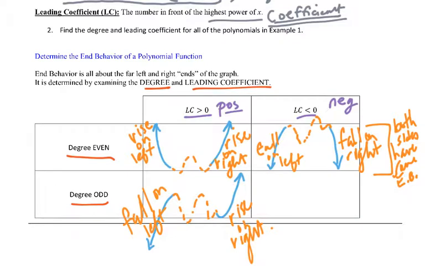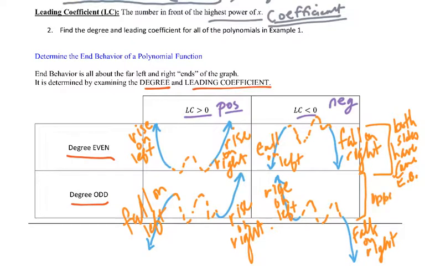Okay. If I have a negative leading coefficient, it does the opposite. So that would look like this, where it rises on the left and it falls on the right. And you'll notice here that they have opposite end behaviors on each side. So when I had an even degree, both sides have the same end behavior. This one has opposite end behaviors on each side.